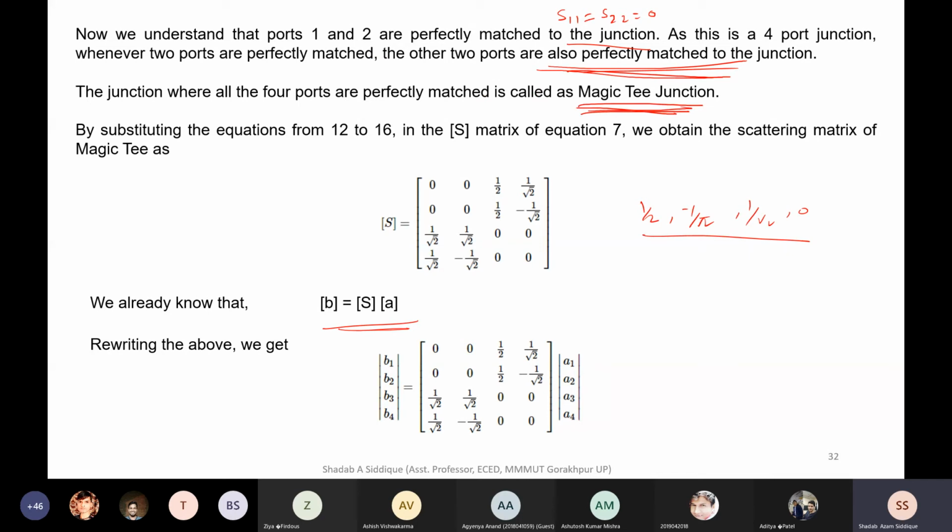A junction which has 4 ports and all the 4 ports perfectly matched is called a magic T junction. That is the definition of magic T. So if a junction has all 4 ports perfectly matched, it is called a magic T junction. So this is the S matrix, and this defines the properties of the EH plane T.